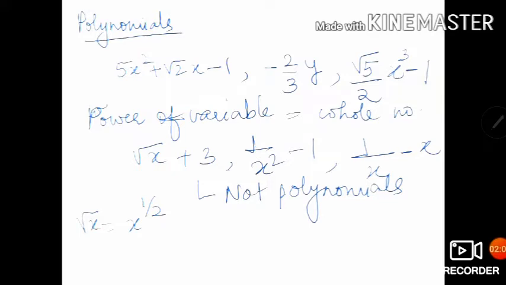Similarly, in the second expression, the power of x in the first term will be minus 2 when x square is written as numerator. Minus 2 is not a whole number. Likewise, in the third expression, the power of x in the first term is minus 1. So, in these three examples, the power of the variable is not a whole number, and that is why they are not polynomials.